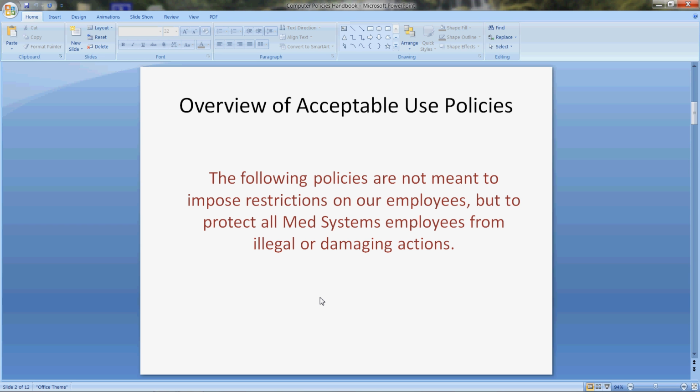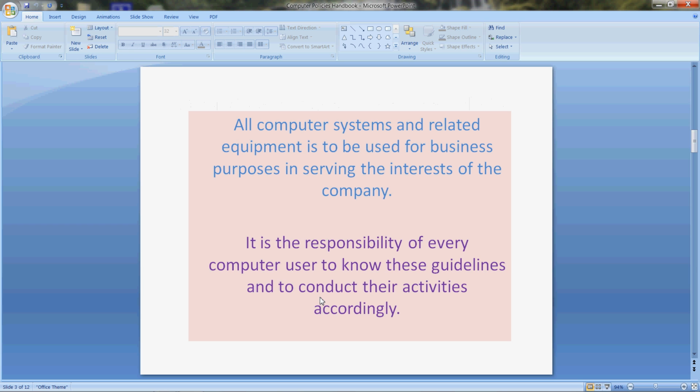The overview of acceptable use policies is that the following policies are not meant to impose restrictions on our employees, but to protect all Med Systems employees from illegal or damaging actions. All computer systems and related equipment is to be used for business purposes and serving the interests of the company. It is the responsibility of every computer user to know these guidelines and to conduct their activities accordingly.